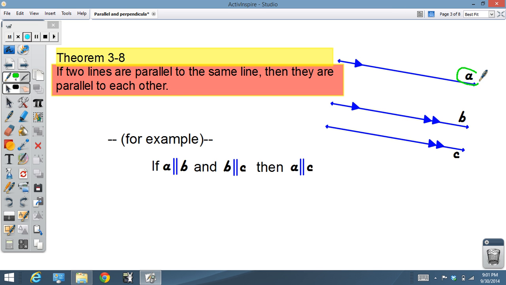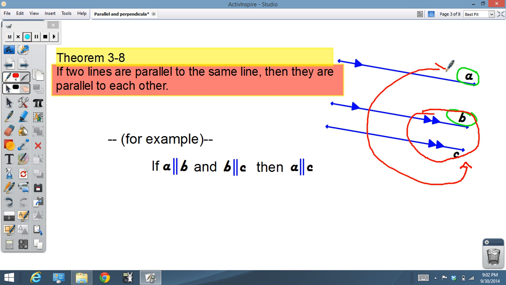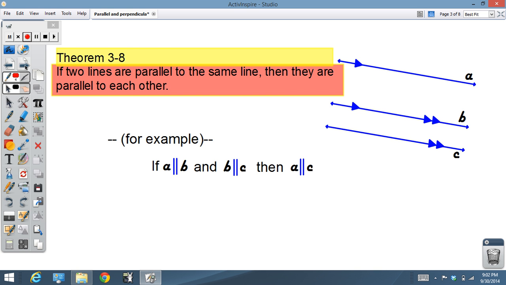So again, if A is parallel to B, and that's indicated by these little marks over here, if A is parallel to B and B is parallel to C, then A must be parallel to C. Okay, kind of makes sense, I think. Not too big, not too troublesome. All right, erase that. Move on.